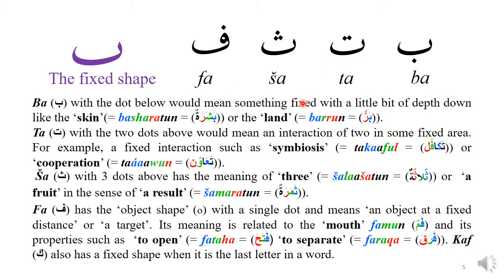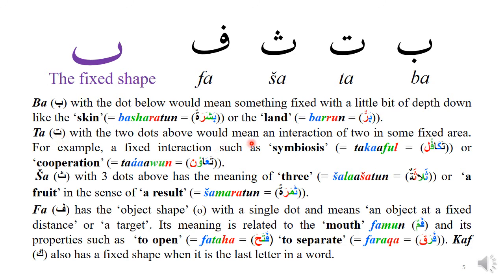So ba with the dot below would mean something fixed, but with a little bit of depth down below, like say basharatun, which means skin, or land, barrun. So something a little bit deep down below, barrun and basharatun. Both have some similarity, see, structure-wise.